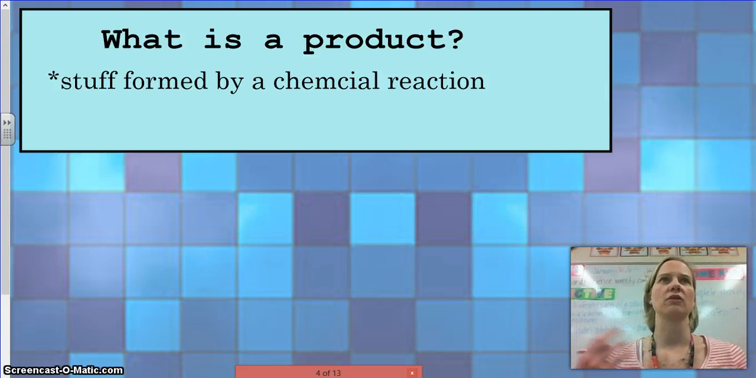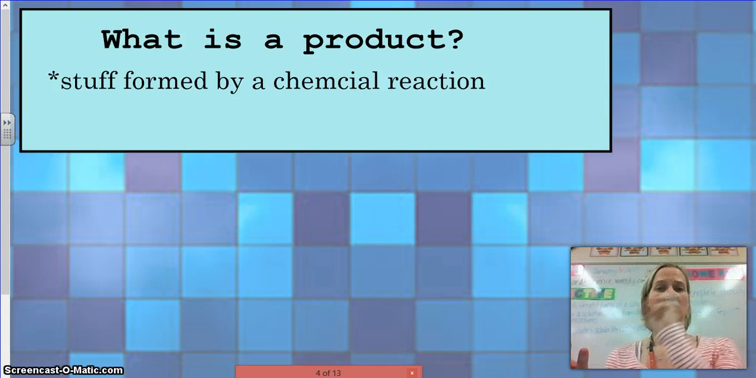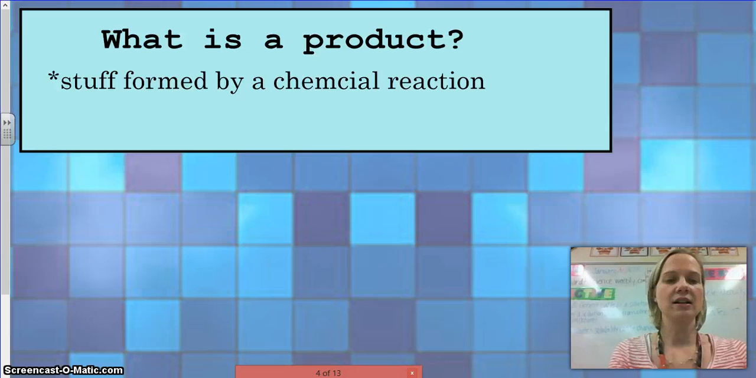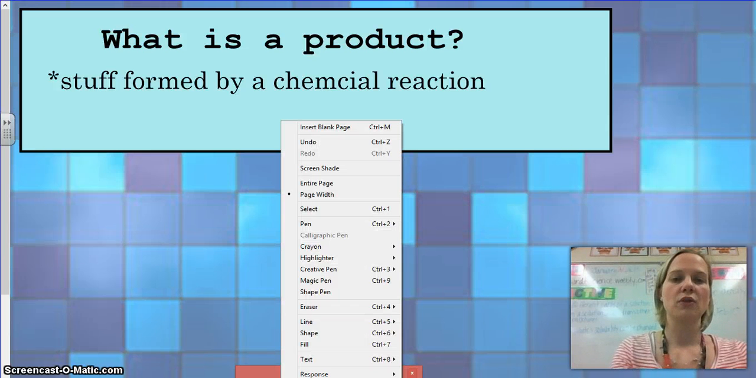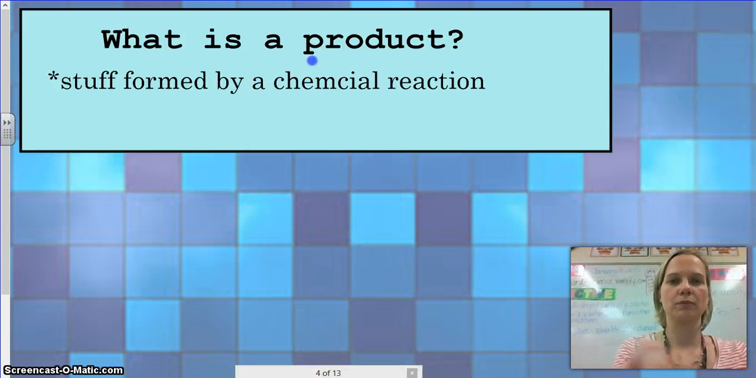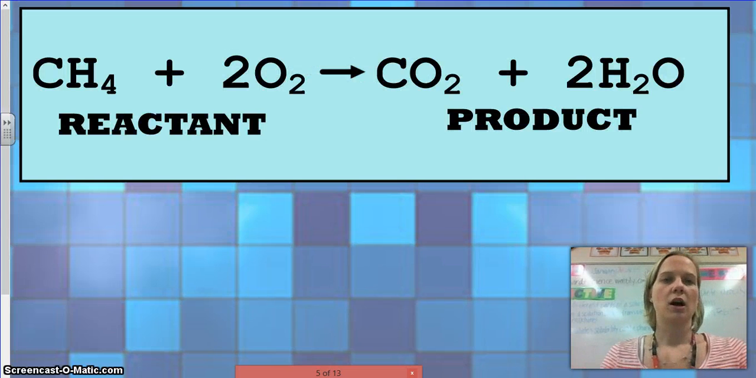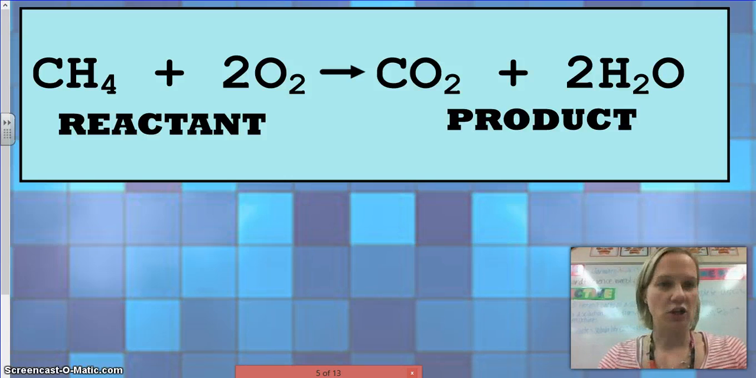Or let's do baking soda and vinegar. That's a better one. So I have baking soda and vinegar, and then I pour all the baking soda into the vinegar. I'm going to get this bubbling action, lots of bubbles and kind of fizzing going on. That is going to be the product. It's what is produced from the two reactants coming together.